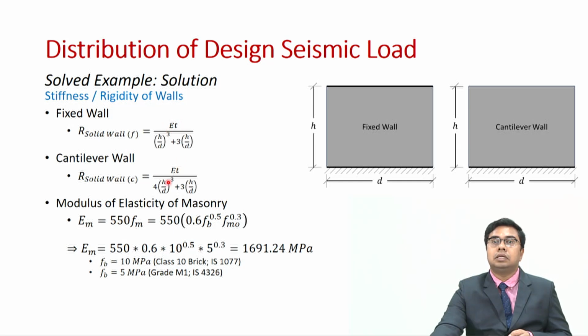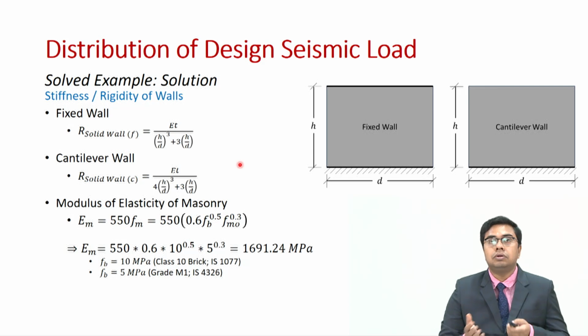Why we shall express it in terms of ET? Because the modulus of elasticity of the wall remains essentially constant, because we are not changing the material within the same wall. Also the thickness is not changing. So we shall find this out in terms of ET.